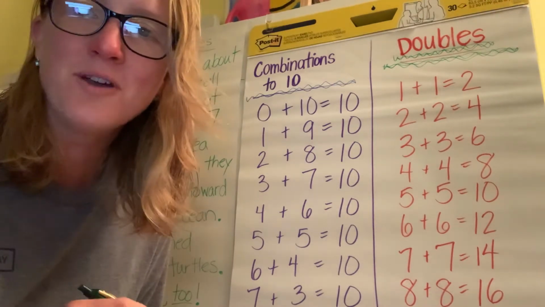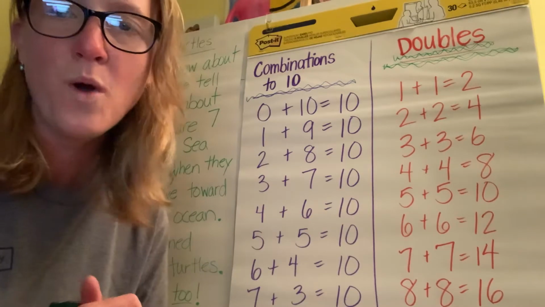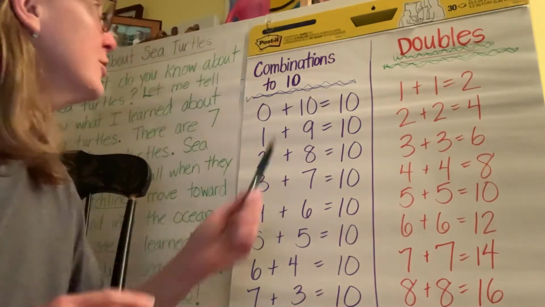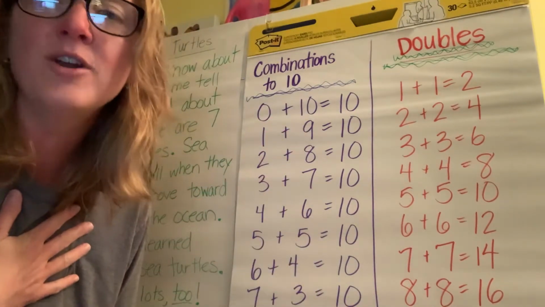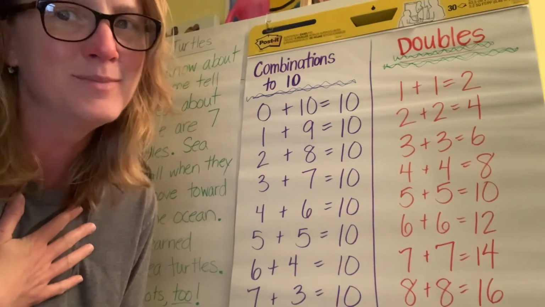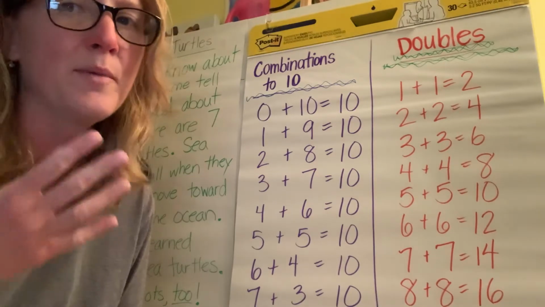So I want us to look at this poster that I've made behind me, and we're just going to review what we already know about adding numbers. We're going to look at this first part, combinations to 10, and I'm going to say them, and you're going to echo them. This should just be a review. You should already say, I know these, Mrs. Downey, and I know you do, but we're just going to practice saying them just so we remember them.